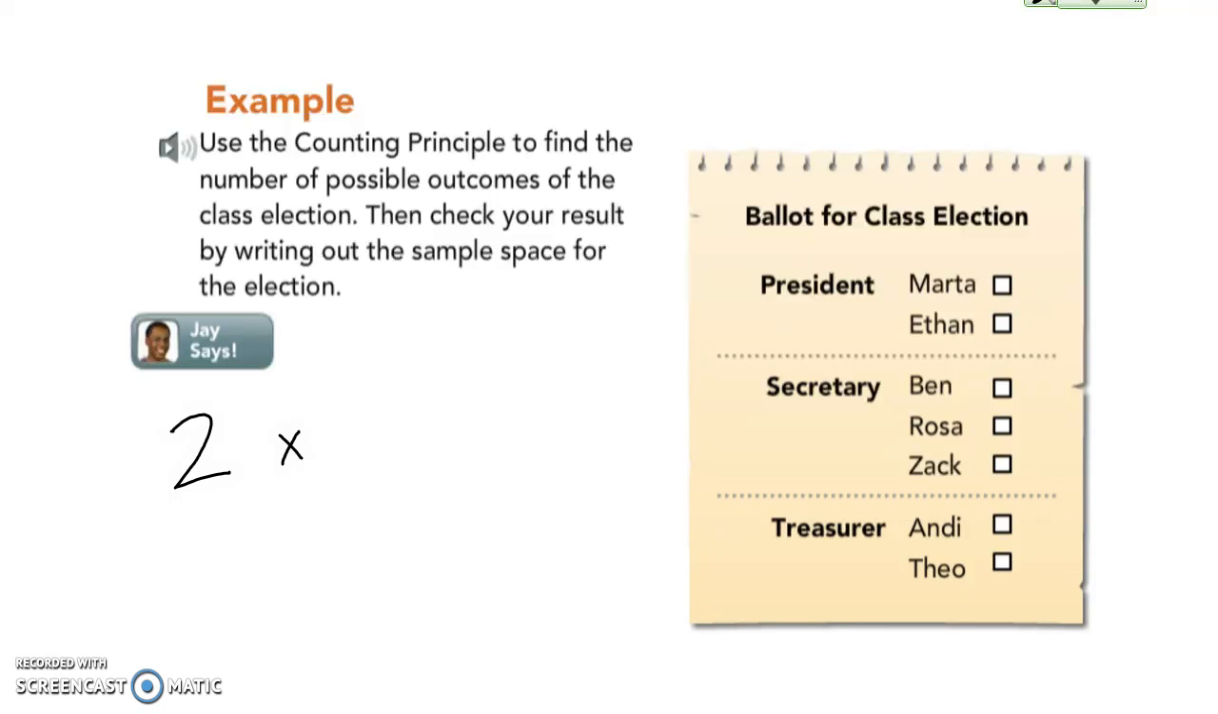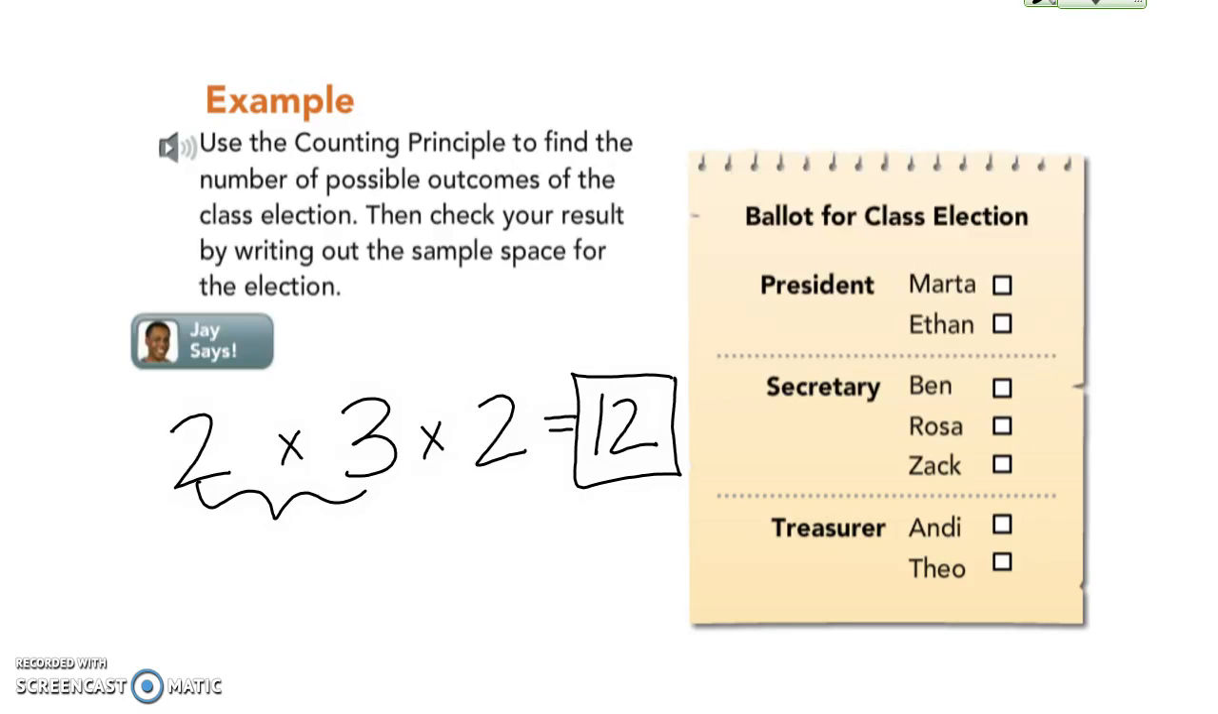How many choices do we have for secretary? We have Ben, Rosa, and Zach. That's 3 choices for secretary. And then we have 2 choices for treasurer, Andy and Theo. So then we just multiply 2 times 3 is 6, times 2 is 12. So there are 12 possible combinations, 12 possible outcomes for the election.